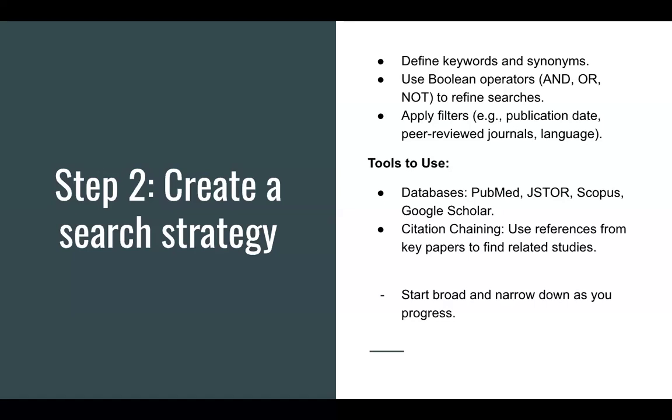And the tools to use when you're performing all of this, when you're finding these credible sources, some of the best ones out there are PubMed, which many of you probably already have heard of. JSTOR, again, something that you probably already heard of. And all this is accessible from UNC when you log in. And Google Scholar is also really big. And you can also citation chain, which I'll get into in the next slide.